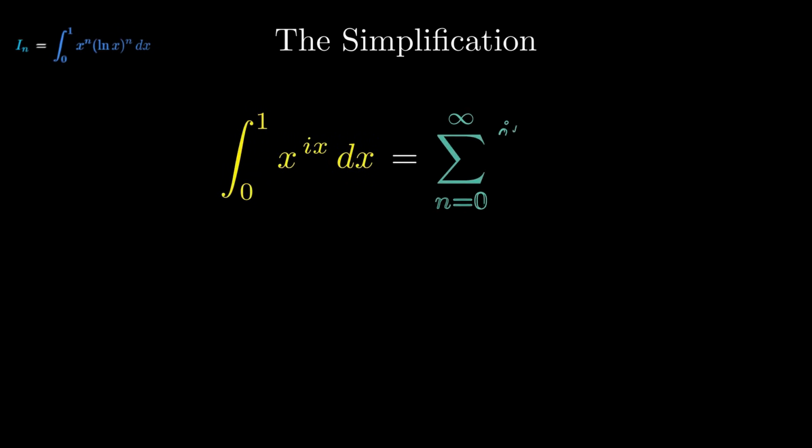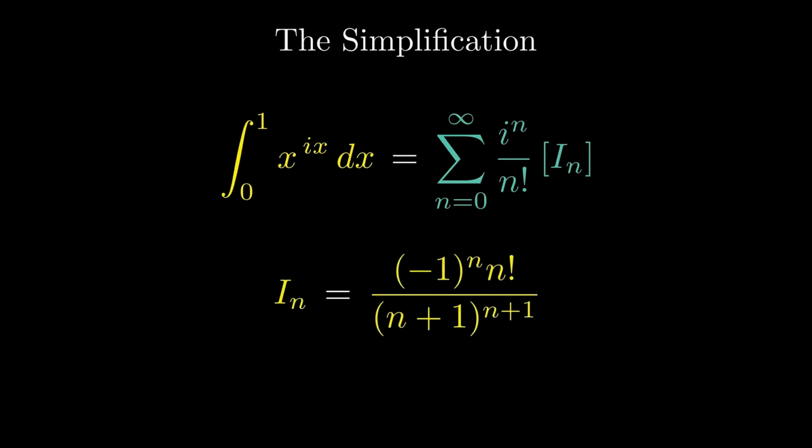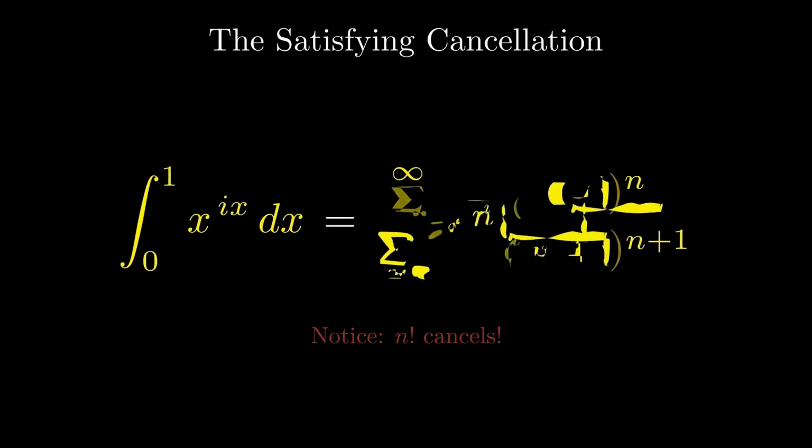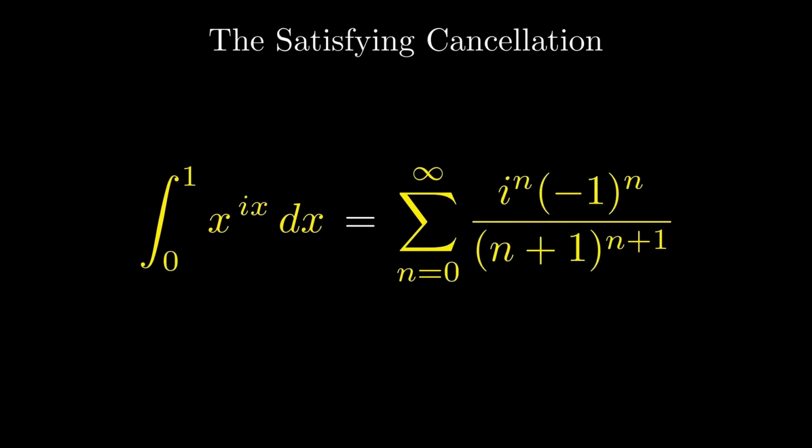Recall the structure. The integral from 0 to 1 of x to the ix dx equals the sum from n equals 0 to infinity of i to the n over n factorial times I_n. Now plug in the closed form, I_n equals (-1) to the n times n factorial, divided by (n plus 1) to the n plus 1. Substitute that into the series, and here is the satisfying moment. The n factorial cancels perfectly. So the whole integral collapses to a much simpler sum. The sum from n equals 0 to infinity of i to the n times (-1) to the n over (n plus 1) to the n plus 1.